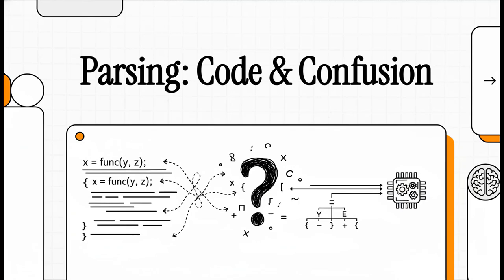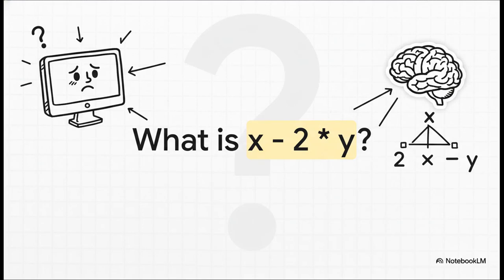You write a line of code and you expect the computer to just get it. But what if I told you that sometimes it gets just as confused as we do? I mean, look at this: x minus 2 times y. For us, the answer is a no-brainer, right? But for a computer, well, this simple little expression is a real puzzle.